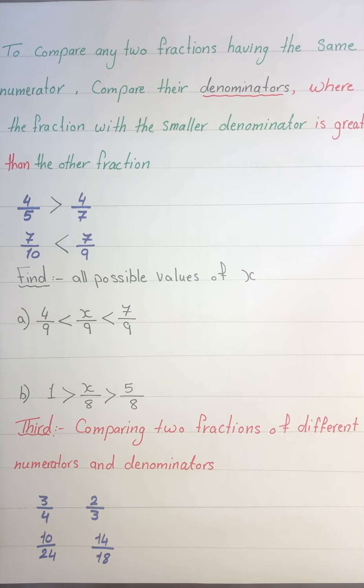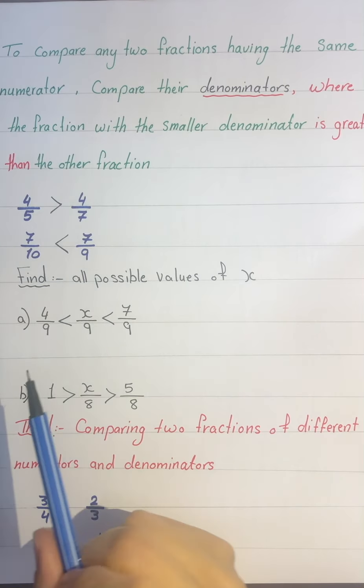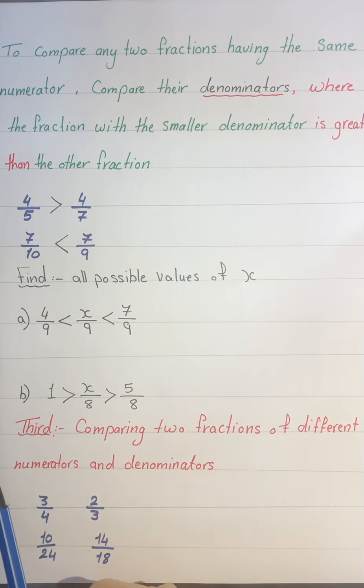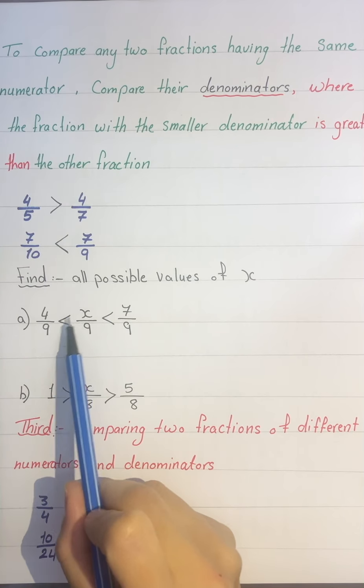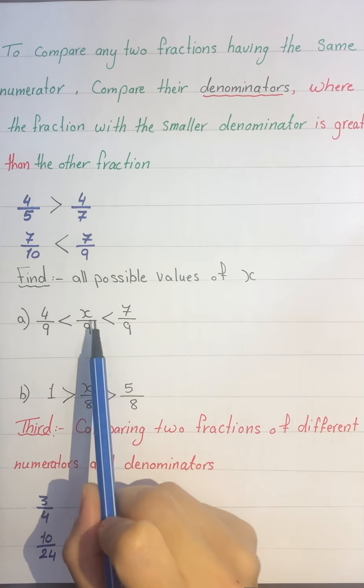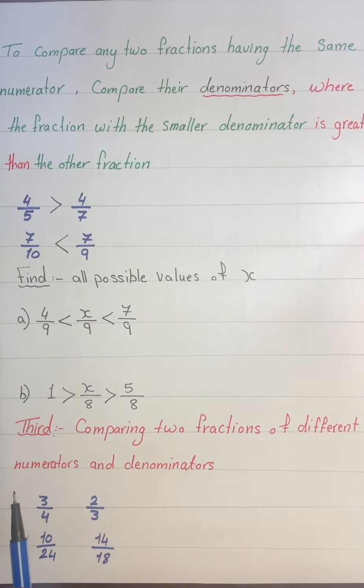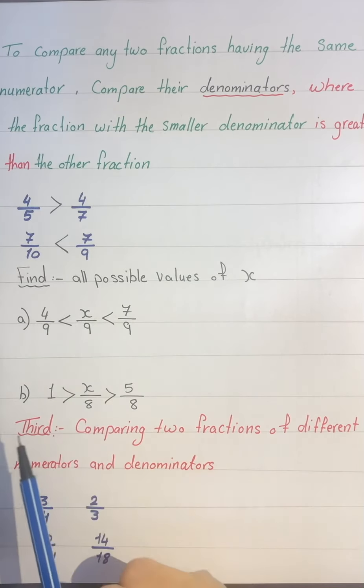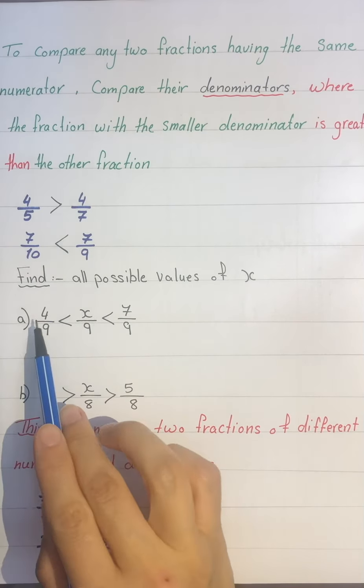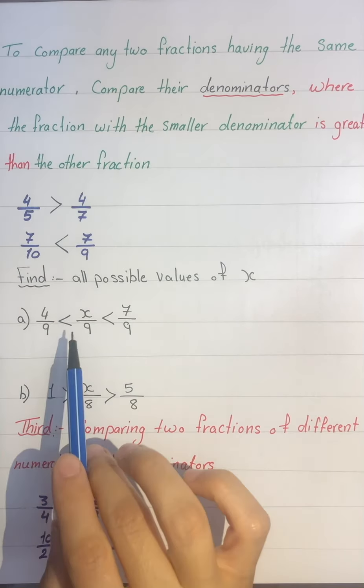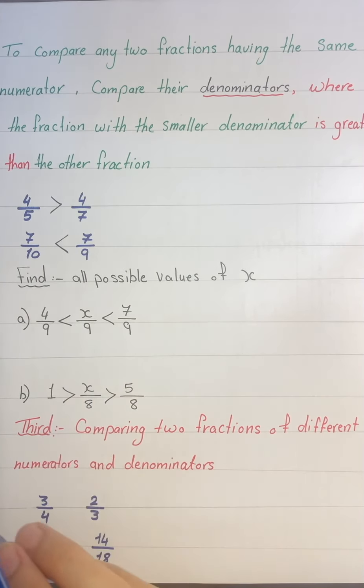Okay, look at this question. Find all possible values of x. If I want to read this one, 4 over 9 less than x over 9 less than 7 over 9. They have the same denominator. Okay, look at the x. x is between 4 and 7. Possible x will be 5 or 6.